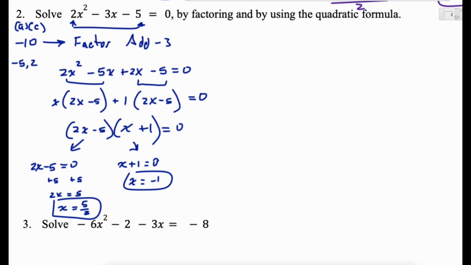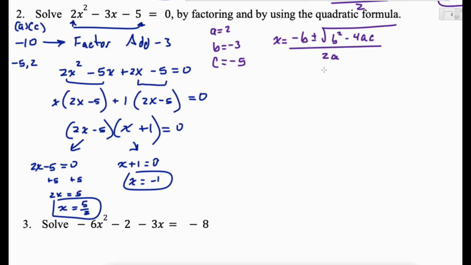Okay, so let's take a look at solving this by using the quadratic formula. So we know that A is 2, B is negative 3, and C is negative 5. So 2, negative 3, negative 5. And my quadratic formula is x equals negative b plus or minus the square root of b squared minus 4 times a times c, over 2 times a. Now we're going to carefully substitute our values here.